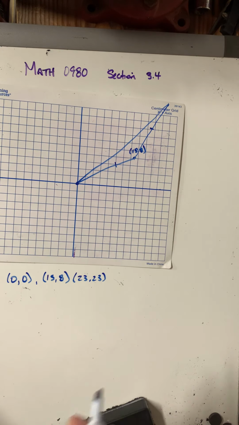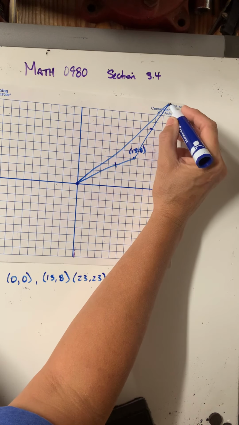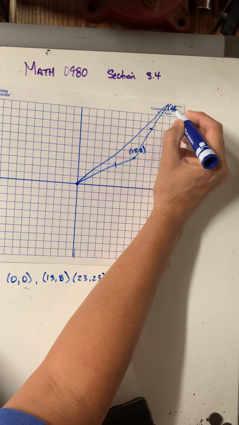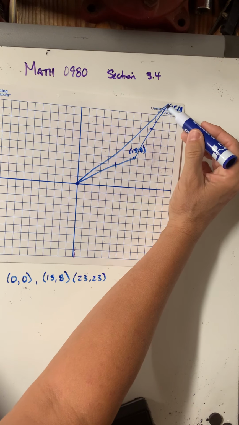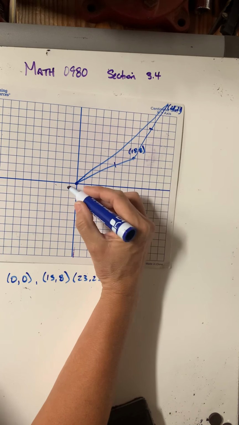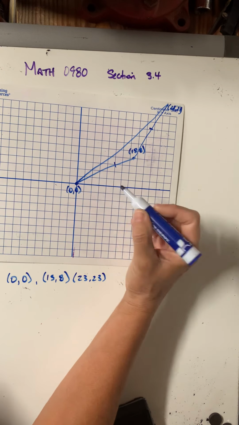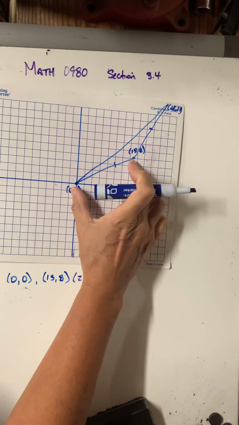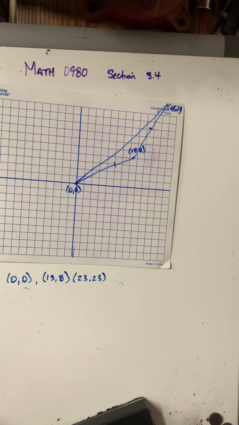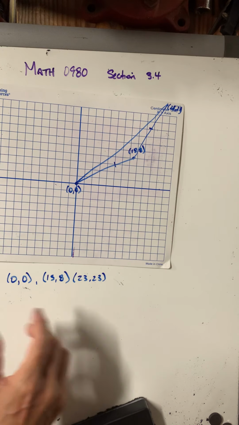But to be sure, what you would do is take the distance from (15, 8) to (23, 23) and see what that is, and then take the distance from (0, 0) to (15, 8) and see what that is. And if those two distances are the same, then you would say, yes, that is an isosceles triangle. So I just wanted to show you the setup.